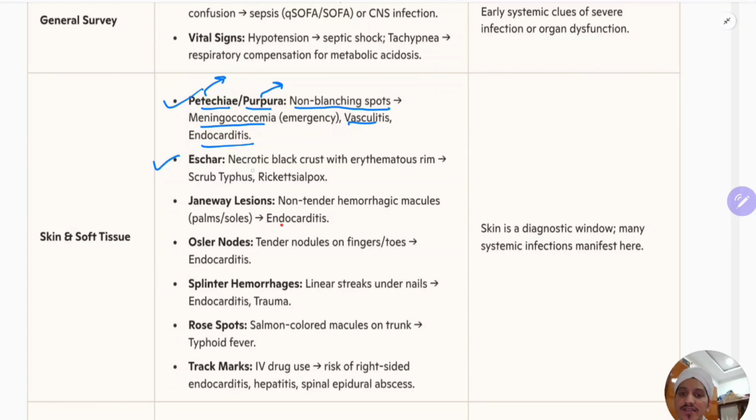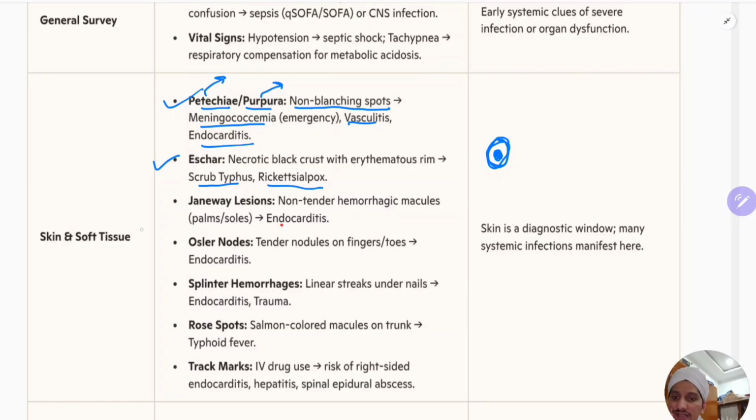Eschar indicates a necrotic black crust with erythema. You will have a blackish colored crust surrounded by erythema. Images we will see. That indicates scrub typhus or rickettsial pox due to tick bite. These are the two important things in skin.